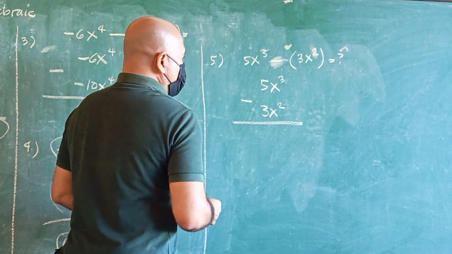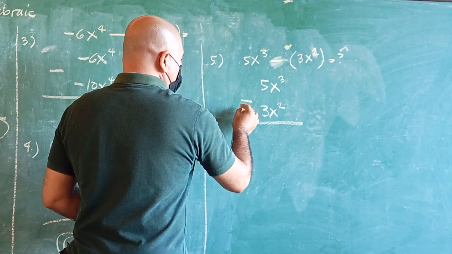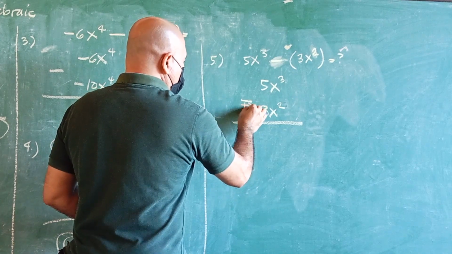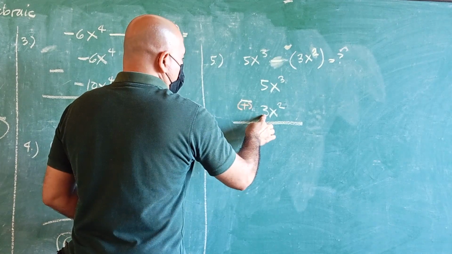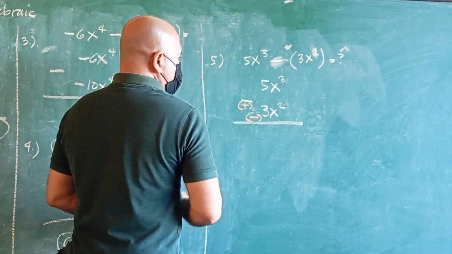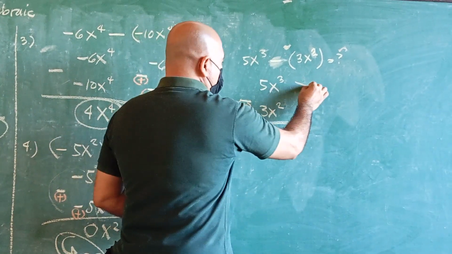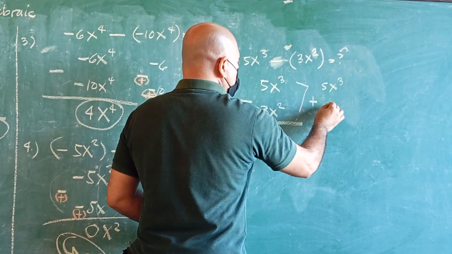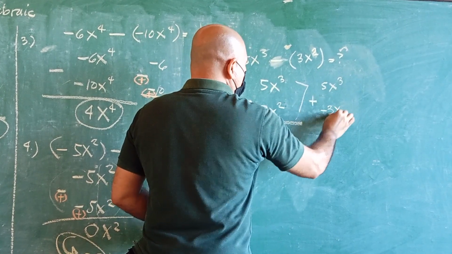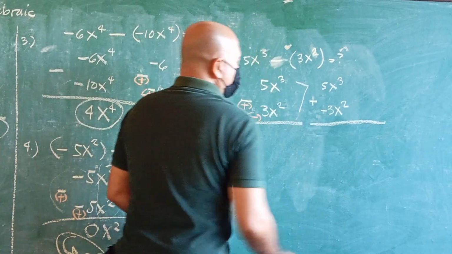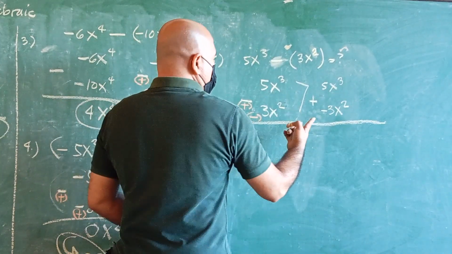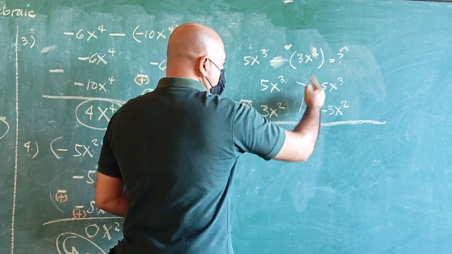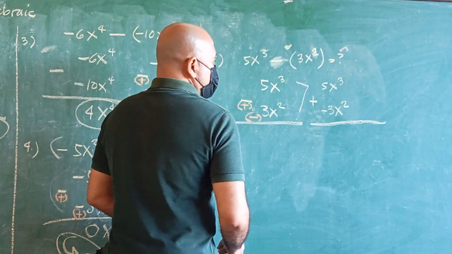However, you still need to apply the idea of changing the operation and sign. So the minus becomes plus and the positive becomes negative. So if you would rewrite this one, it becomes 5x cubed plus negative 3x squared. Okay, since the terms given are not similar, you just bring them down as the final answer.